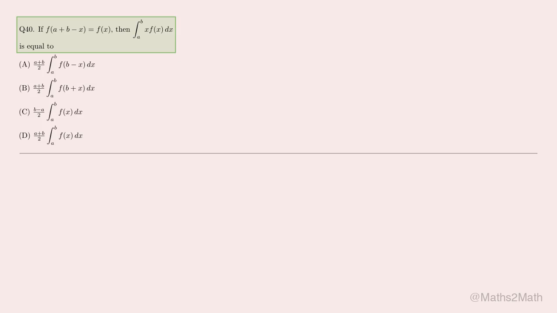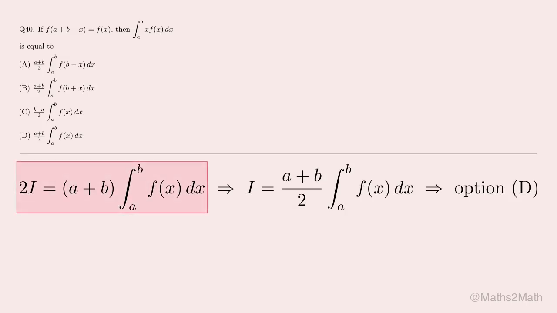Question 40, the final question of Chapter 7. The abstract king property. Reflect and add, as always, reflecting x to a plus b minus x and adding the two forms of I. 2I is a plus b times the plain f integral. Option D.